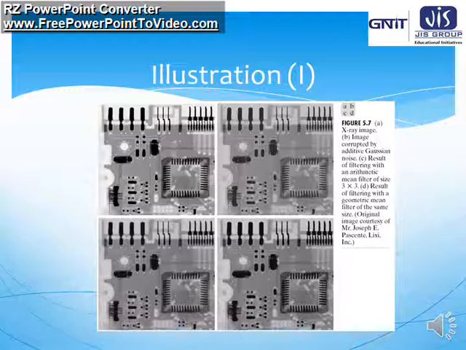So here we can see the first image is a very clear X-ray image of a circuit board, and if Gaussian noise is added, the second image will be there. If we want to get rid of that particular Gaussian noise, to restore the image, we should see the third and fourth images. The third image is the result of filtering with an arithmetic mean filter of mask size 3 cross 3, and the fourth image is the result of filtering with the geometric mean filter, size 3 cross 3 mask.